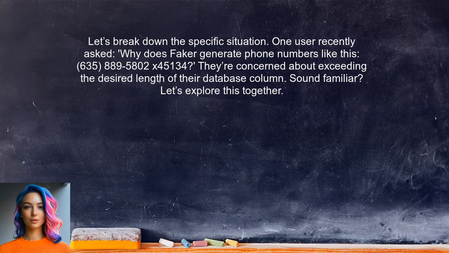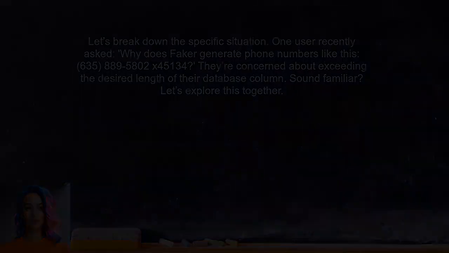Let's break down the specific situation. One user recently asked, "Why does Faker generate phone numbers like this? 635-889-5802-X45134." They're concerned because this format exceeds the desired length of their database column. Sound familiar? Let's explore this together.